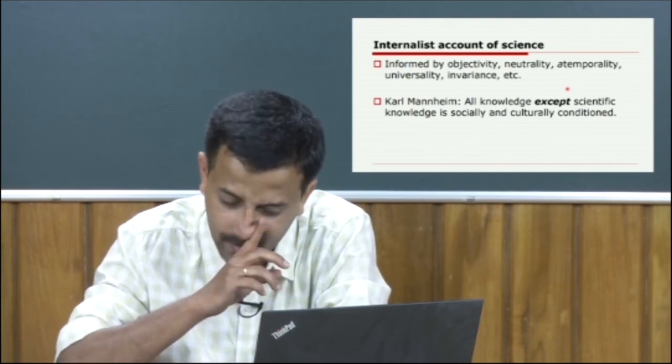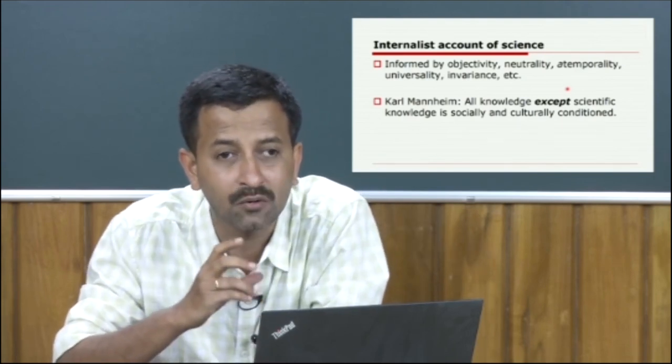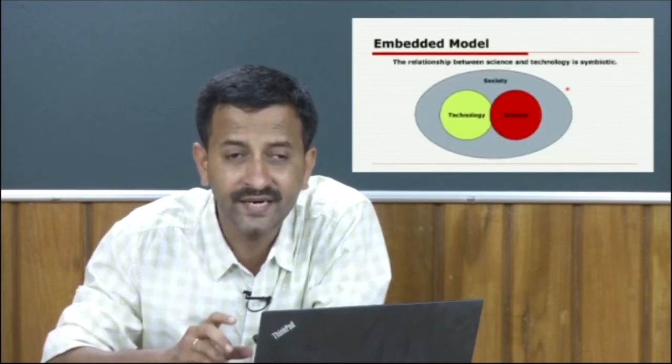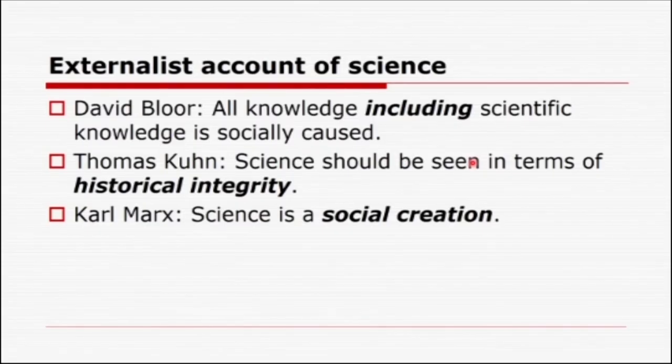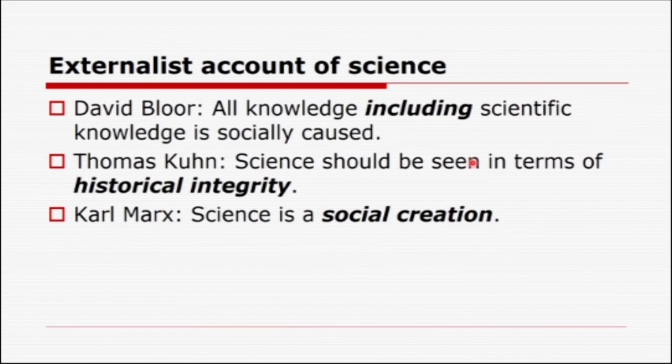Okay? As against such an internalist account of science guided by the linear and interactionist models, the embedded model suggests that no, this does not hold true. The embedded model suggests that science and technology are very much a part of society, social formation. As against such an internalist account of science, the embedded model has given us this externalist account of science.